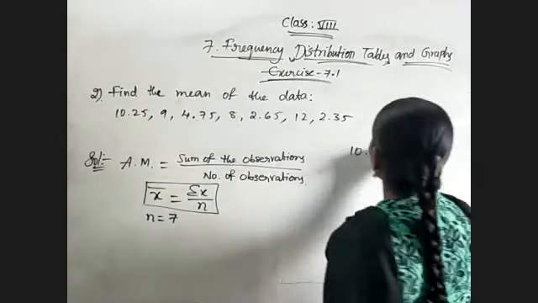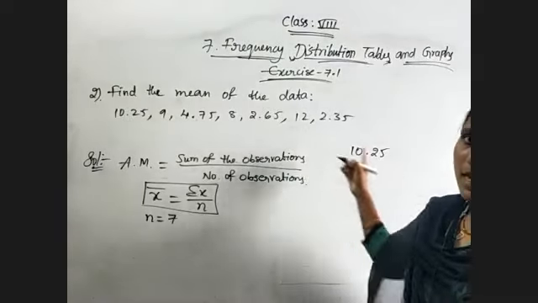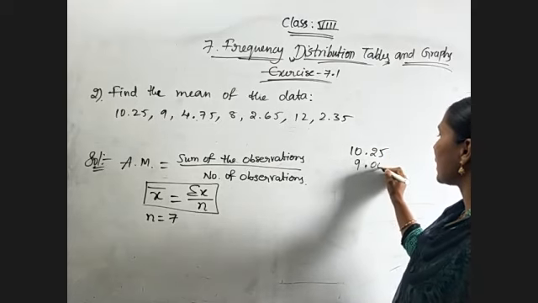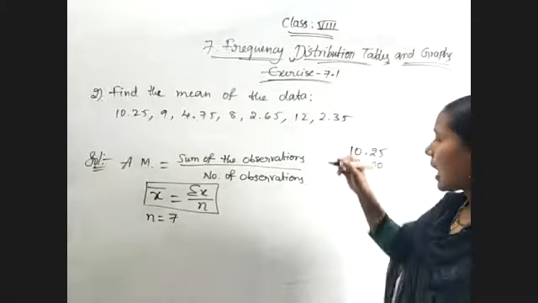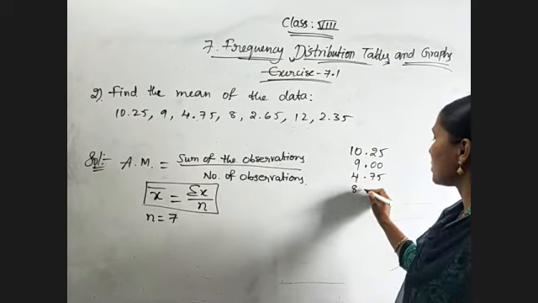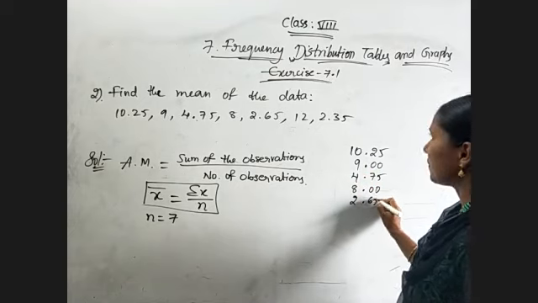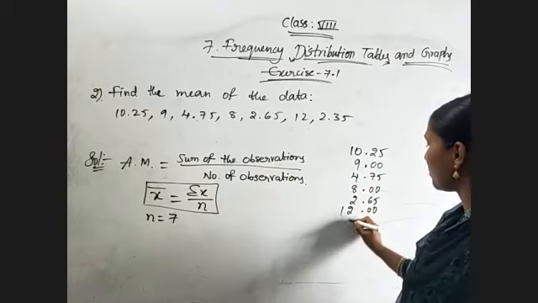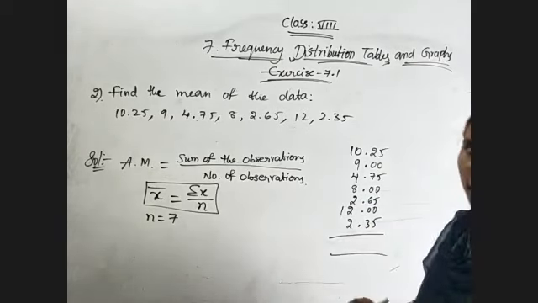10.25. So they are decimal numbers. I am going to convert each number into decimal form. And 9 is a whole number, and since we are converting into decimal numbers, 2 decimal digits are there, so I kept 2 zeros. And next number 4.75. Next number 8 only, so 8.00. Next 2.65. Next 12, so 12.00. Next 2.35. So now add all of this, we will get 49.00.